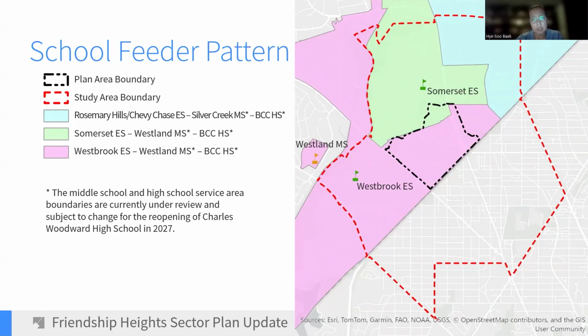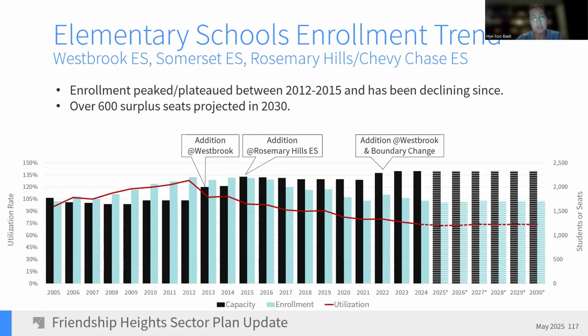The next three slides, we'll be looking at bar graphs like this that show the enrollment trends since 2005 and MCPS's projections through 2030 for all the schools serving the plan and study area. The light blue bars show the total enrollment of all the schools serving the area. Dark bars show total capacity, and the red line shows utilization rate, which is enrollment divided by capacity.